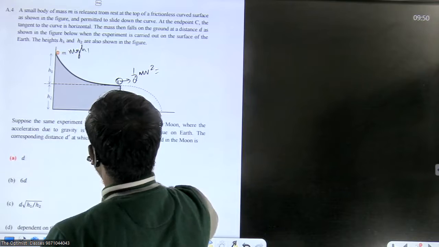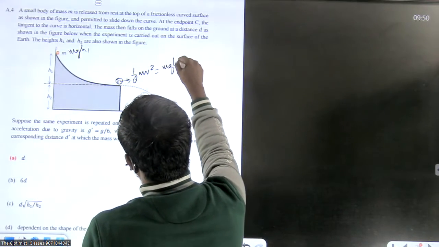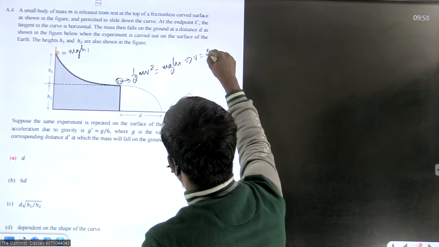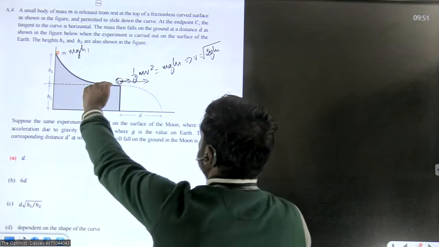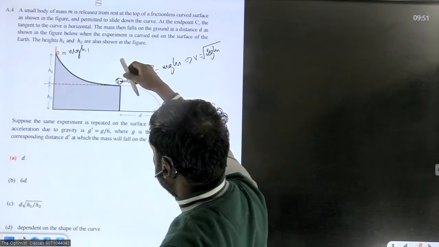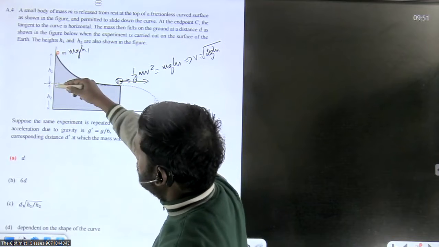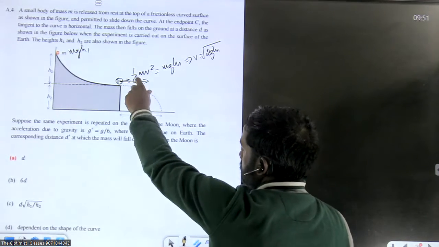So from conservation of energy, this kinetic energy must be equal to this potential energy. So we'll write it like this, m cancels out. So from here you get v equal to root under 2g h1. Okay, so from here it falls straight actually. So horizontally it starts. So the initial vertical velocity is 0 here. So now it is falling a vertical distance of h2 under gravity. It is freely falling, so its acceleration will be equal to g.